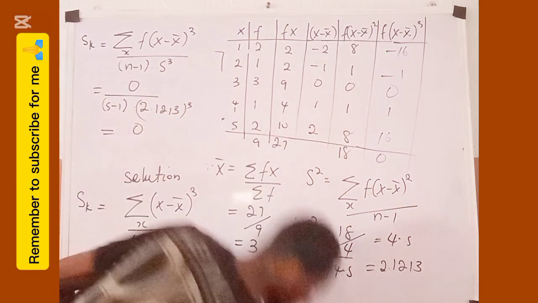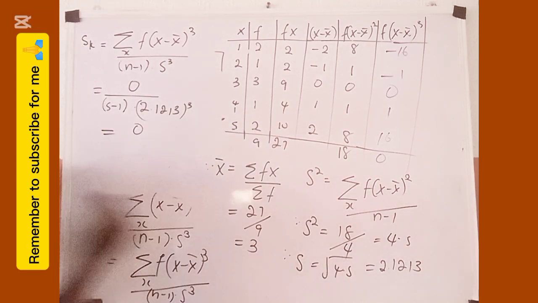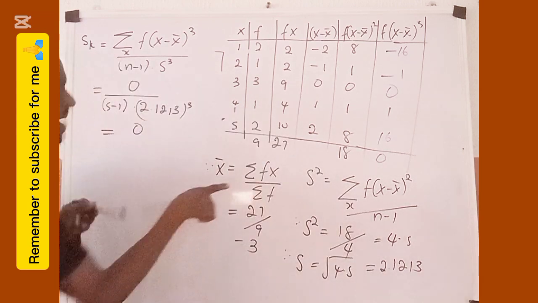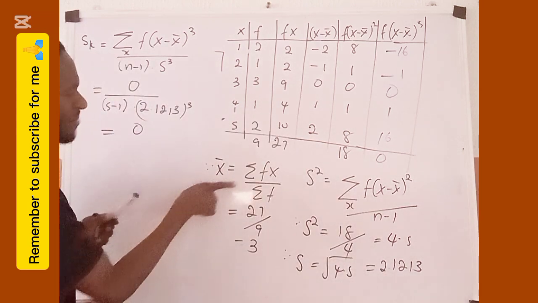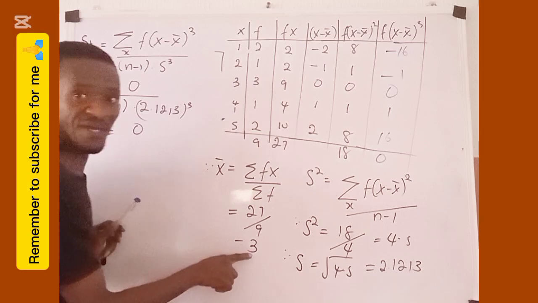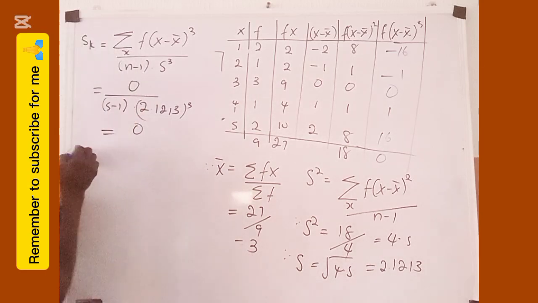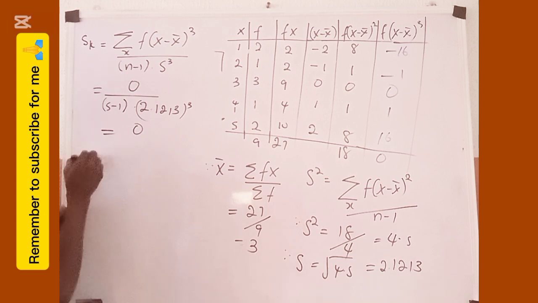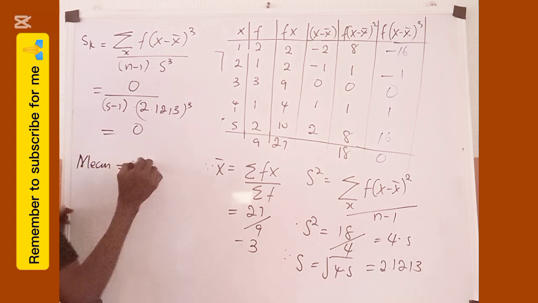Permit me to clean this formula. Remember that we had earlier that our mean is x bar. We calculated it to be 3. So I have here already that my mean is equal to 3.